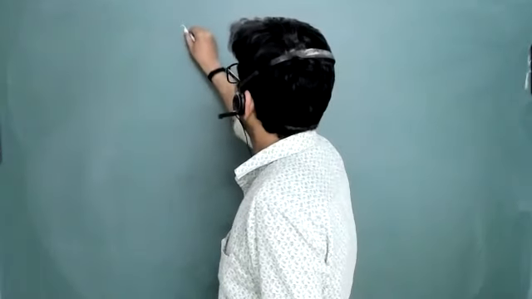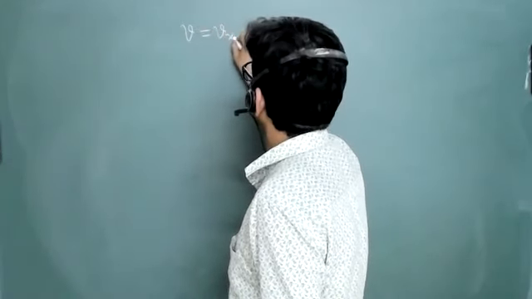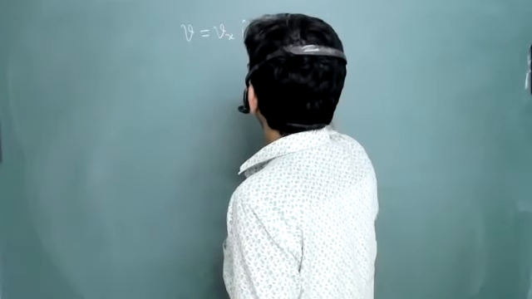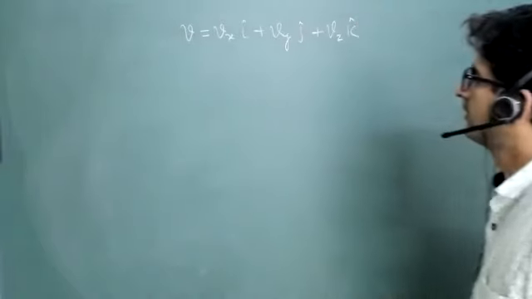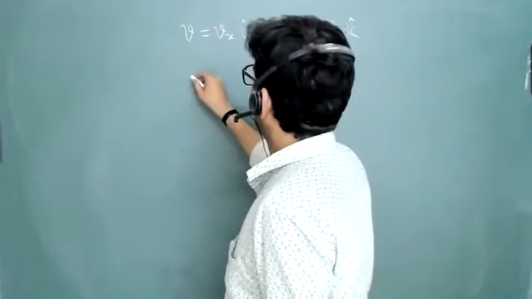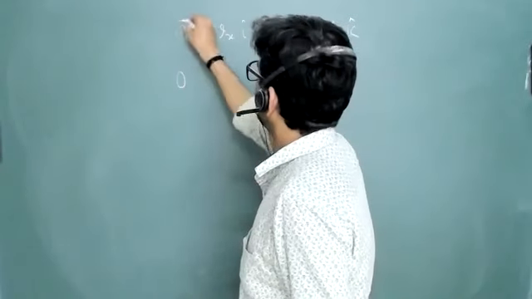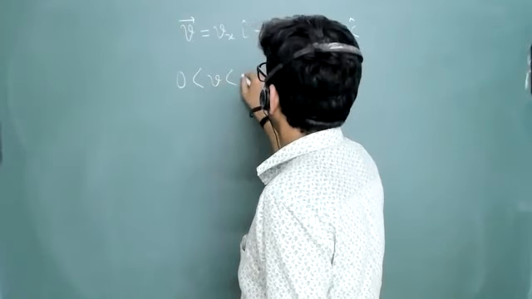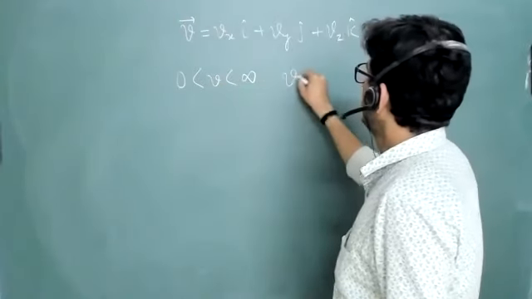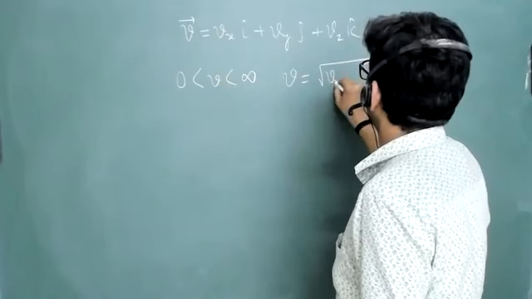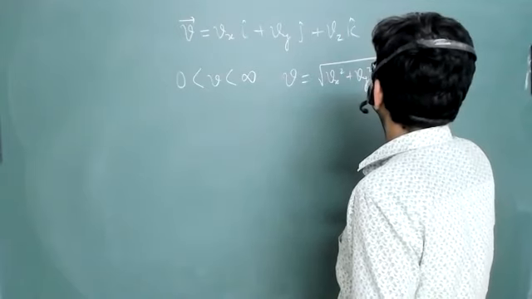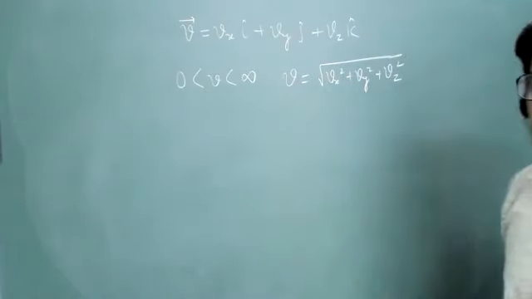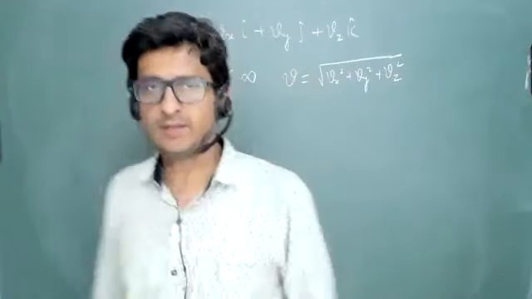So I finally told you that if v is the velocity, let us say vx i cap plus vy j cap plus vz k cap, if this is the velocity of the molecule, when I write this velocity ranges from 0 to infinity, this v is actually the magnitude of this velocity given by vx square plus vy square plus vz square. And I also told you that this will be an opportunity.